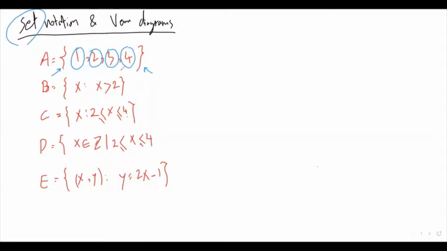So this is a set which has 4 members or 4 elements, and they are integers: 1, 2, 3, 4, or you can say the first 4 whole numbers, right? That's another way you can define it. And set B is basically all the x's such that x is greater than 2. We assume that x is a real number. So if you want to show it on a number line, basically this would be all the numbers greater than 2.